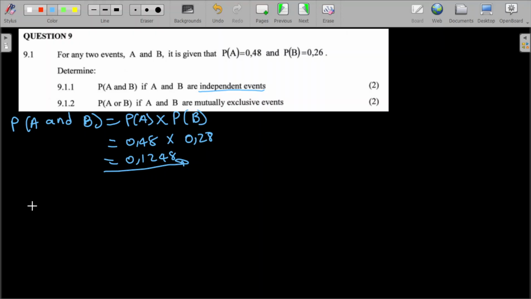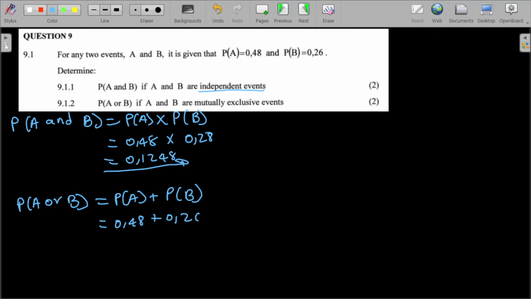Now, the probability of A or B. If A and B are mutually exclusive, it is the probability of A plus the probability of B, which is going to be 0.48 plus 0.26, which is going to give us 0.74. This is the first part of probability.